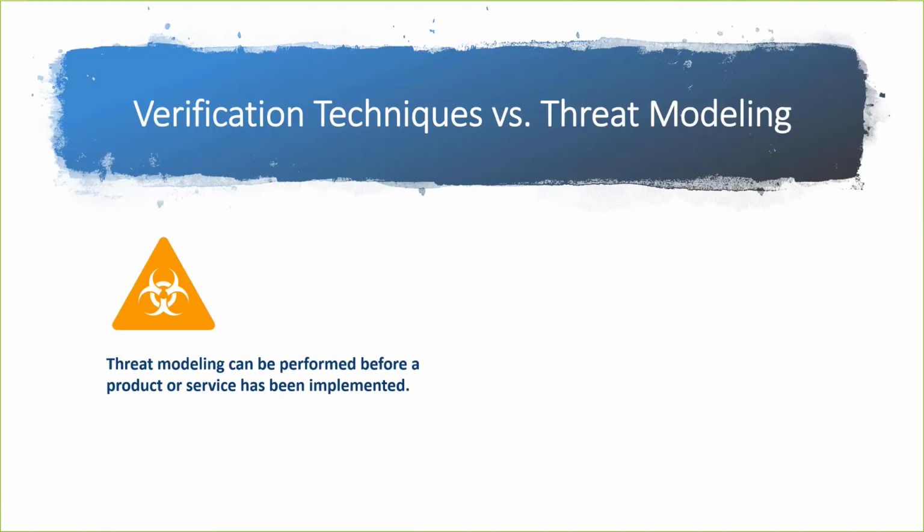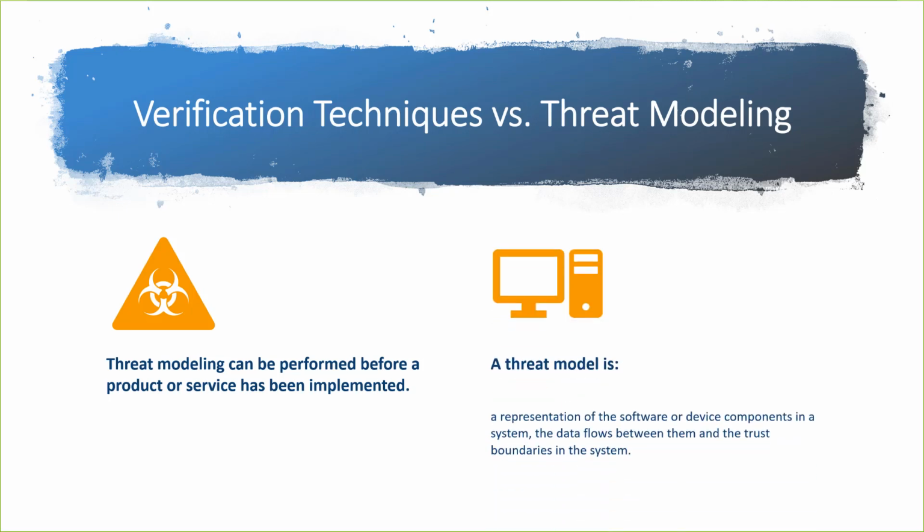Unlike pure verification techniques such as penetration testing or fuzzing, threat modeling can be performed before a product or service has been implemented. This helps ensure that a product or service is as much as possible secure by design, and that's the goal. A threat model is a representation of the software or device components in a system, the data flows between them, and the trust boundaries in a system. When threat modeling, potential design vulnerabilities can be discovered by analyzing the system security properties and identifying potential threats to the information assets in a system.